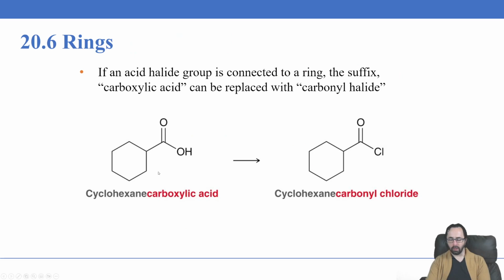Remember that if we have a ring attached, we just call the ring by its name, such as cyclohexane, and then we say carboxylic acid. So if we have, instead of the carboxylic acid group here, an acid halide group, we call it cyclohexane carbonyl chloride here. So we replace the carboxylic acid, the part in red here, with carbonyl chloride.